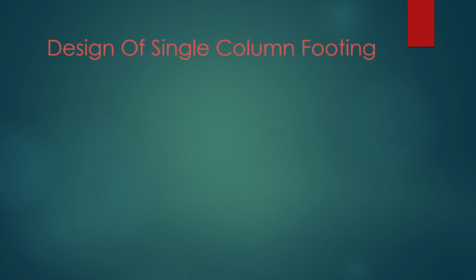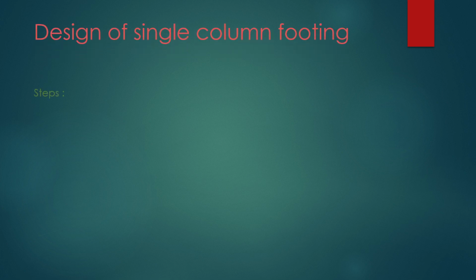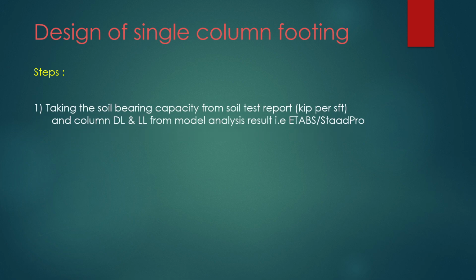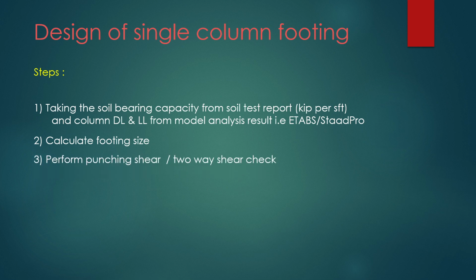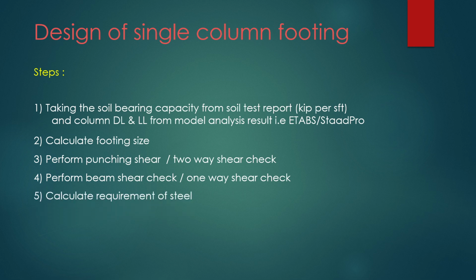Now we will discuss the design of a single column footing. There are several steps. One by one we will discuss all the steps. Firstly, we have to take the soil bearing capacity from the soil test report, and the column dead load and live load from the model analysis result. Calculate the footing size, perform punching shear, perform beam shear, calculate the steel requirement, calculate the minimum steel, and finally the detailing.